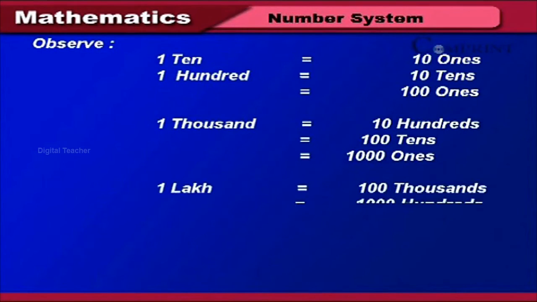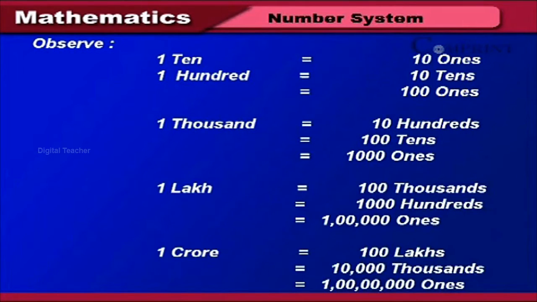Now observe. 1 ten is equal to 10 ones. 1 hundred is equal to 10 tens is equal to 100 ones. 1 thousand is equal to 10 hundreds is equal to 100 tens is equal to 1000 ones. 1 lakh is equal to 100 thousands is equal to 1000 hundreds is equal to 1 lakh ones. 1 crore is equal to 100 lakhs is equal to 10,000 thousands is equal to 1 crore ones.